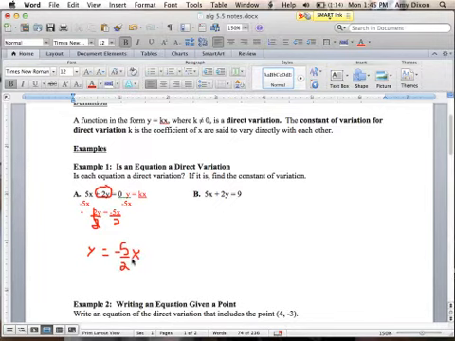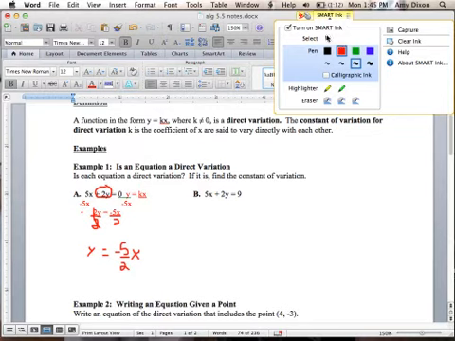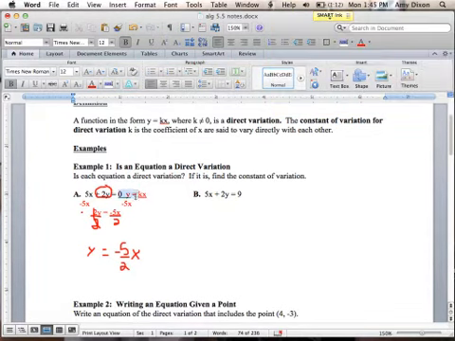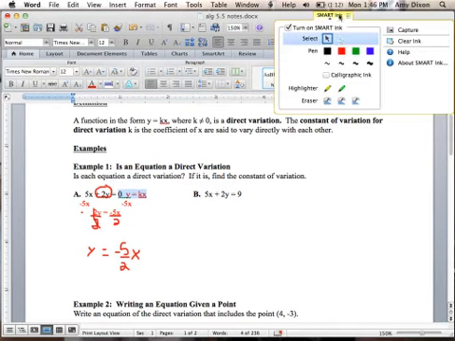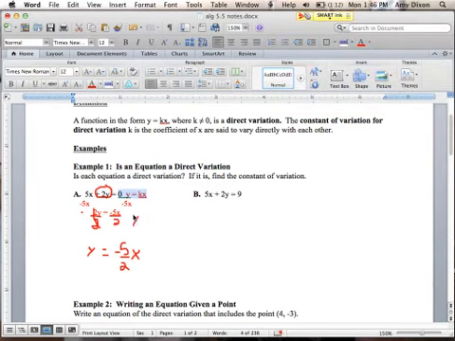All right, so now the question asks us, is it a direct variation? Well, we have to ask ourselves, is it in the form y equals kx? We need it to be just like in this form, y equals kx. Well, we have the y by itself, we have an equal sign, we have some number, it's a fraction, but we do have a number, and then an x. So we can say yes, it is a direct variation because it is in the correct form that we need. And then it asks us, what is the constant of variation? Well, that's the number that is right next to the x, which is negative 5 over 2. So that is our constant of variation.